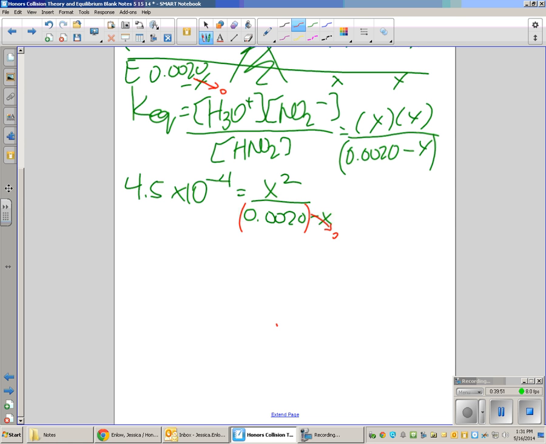Let me show you right here. This weak acid has a really small K, so it can do that.